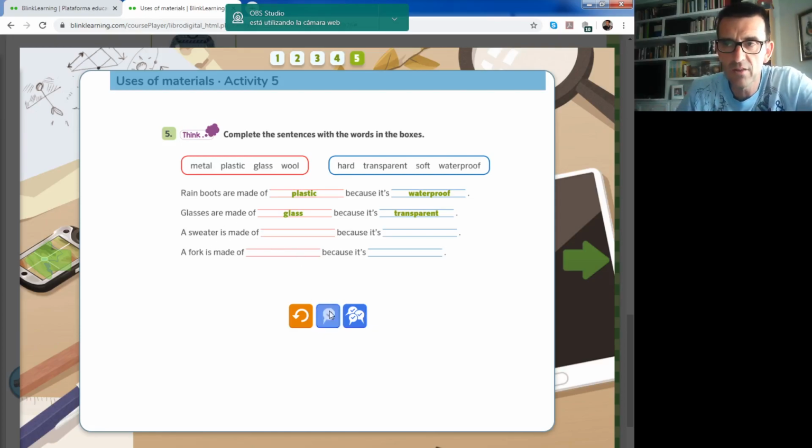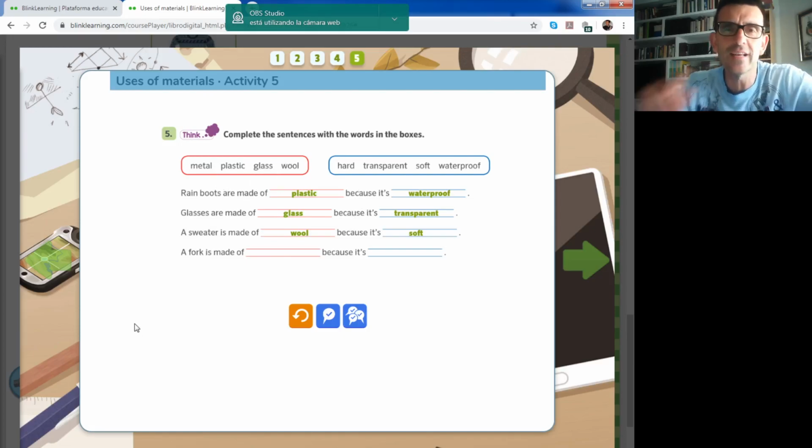A sweater is made of wool, de lana. Yes, a sweater is made of wool because the wool is soft, blandita. Of course, soft is soft, the wool is soft. And finally, a fork is made of metal, plastic, glass, or wool.